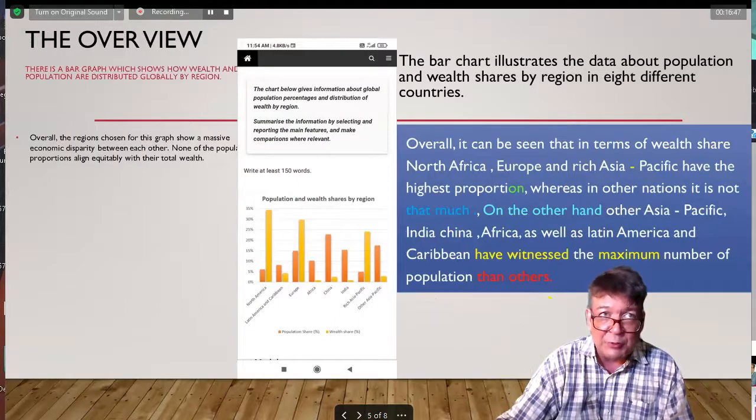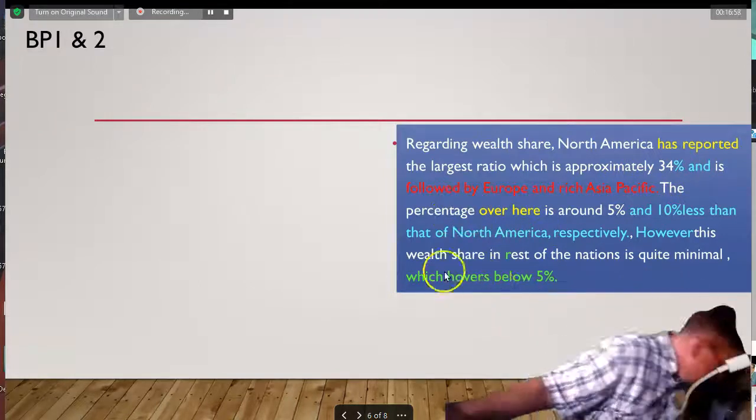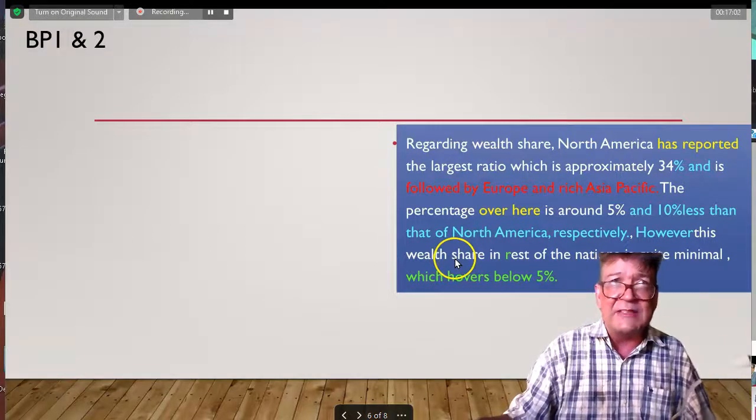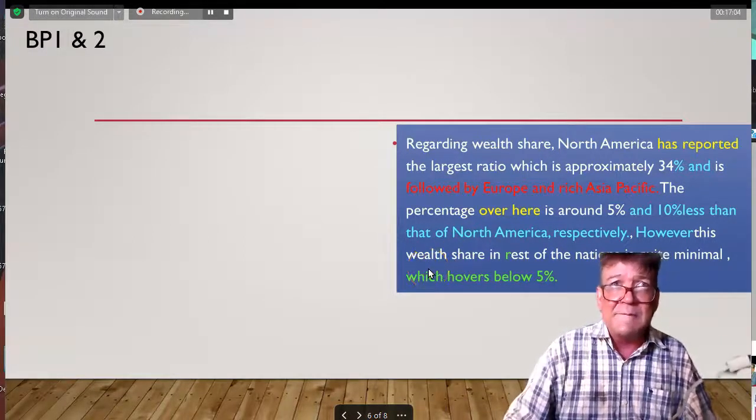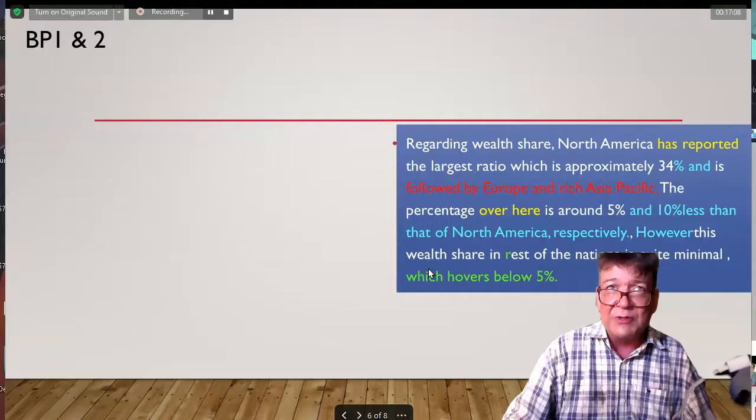Okay, so you're basically just reporting the first sentence. You're just repeating the first sentence of your overview, and then throw in a number. The percentage over here is around 5 and 10% less than that of North America, respectively. That's a very confusing way to report those numbers.